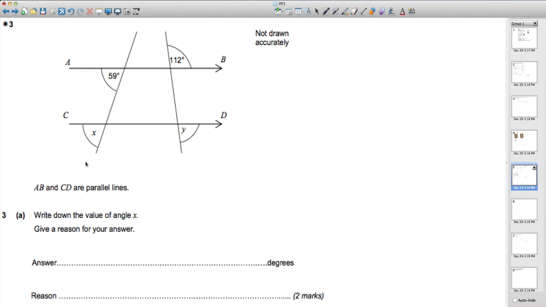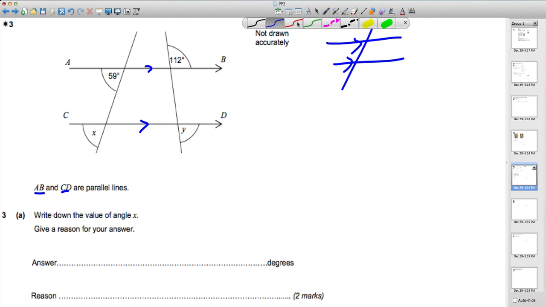Question 3. AB and CD are parallel lines. We know we are going to use our angle laws of parallel lines. Remember, there are many different ones. Those are alternate, they're equal. That's one of them.